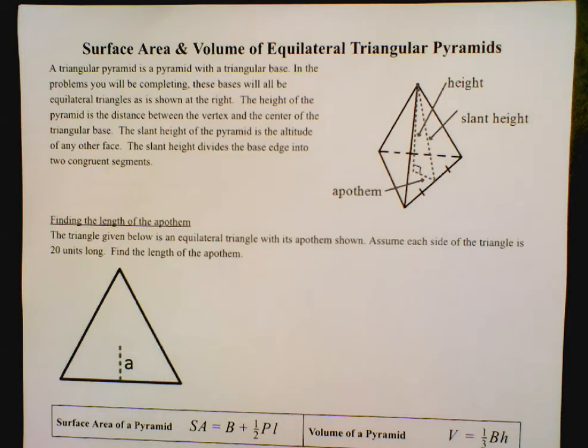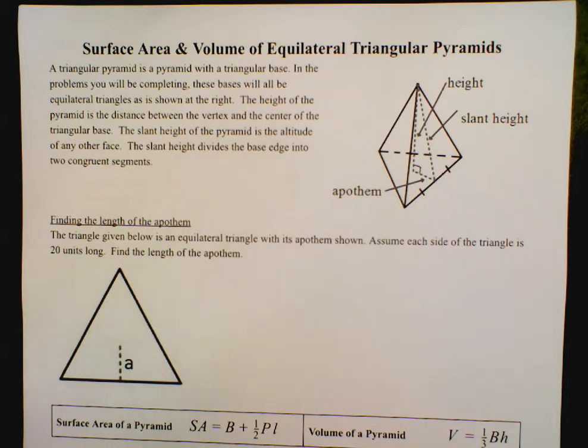Alright, so in this series of videos, we're going to be talking about how to find the surface area and volume of triangular pyramids that have an equilateral triangle for its base. So starting with our vocab up at the top of the page, a triangular pyramid is a pyramid with a triangular base. In the problems you'll be completing, these bases will all be equilateral triangles as is shown at the right. The height of the pyramid is the distance between the vertex and the center of the triangular base.